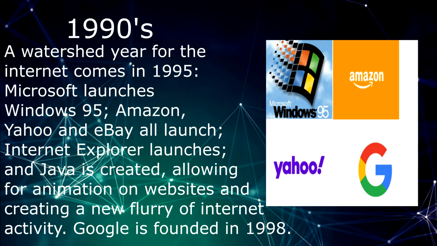A watershed year for the Internet comes in 1995. Microsoft launches Windows 95, Amazon, Yahoo, and eBay all launch, Internet Explorer launches, and Java is created, allowing for animation on websites and creating a new flurry of Internet activity, and Google is founded in 1998.